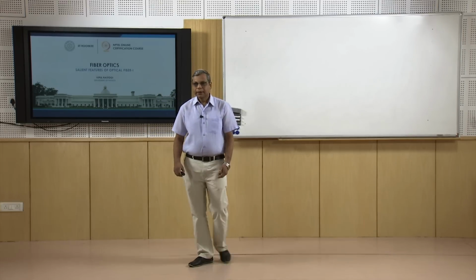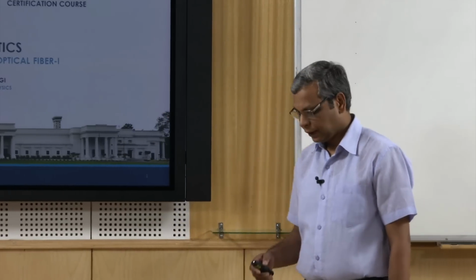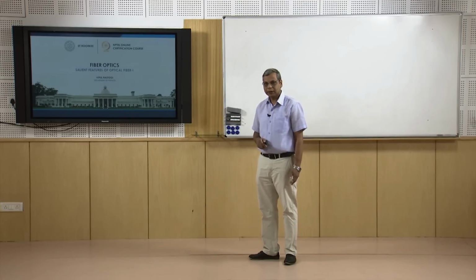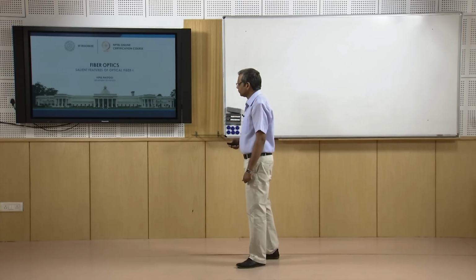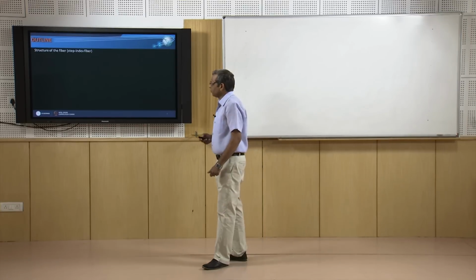So, now in this lecture we will look at the structure which carries light along it around all the curves and corners, and this structure is called optical fiber. We are going to look into the salient features and characteristics of optical fiber in this lecture. So, what plan we have for this lecture?